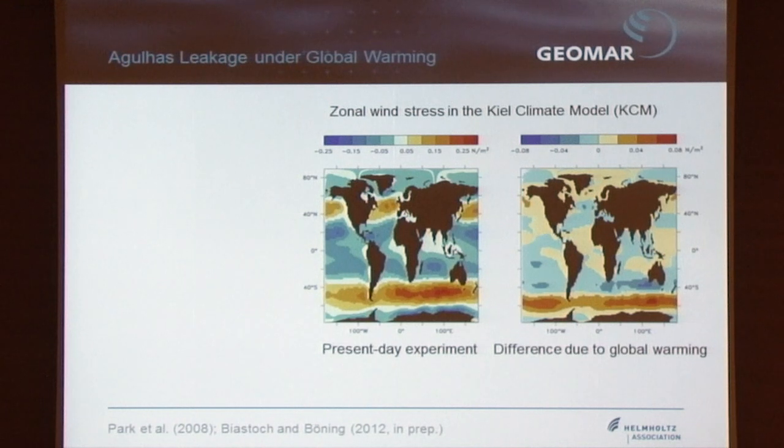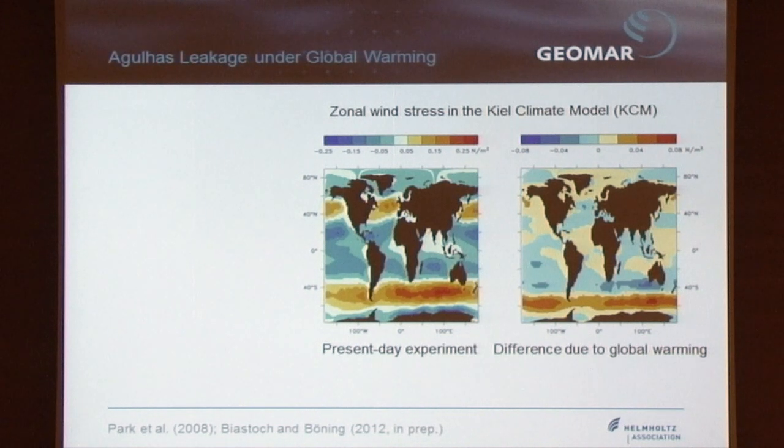Now, of course, there are two questions. One question is, so what is happening next? What is happening in the future? Is that continuing or not? And for that, we've used a coupled climate model, like Jochen Barotzke has presented, that is forced by atmospheric CO2.